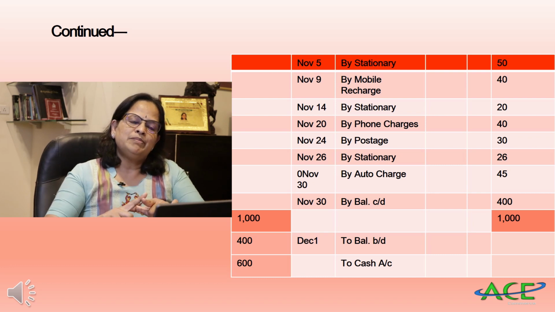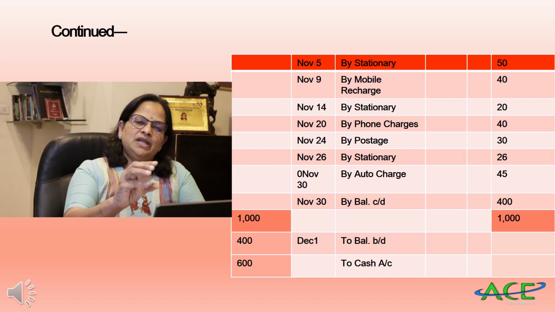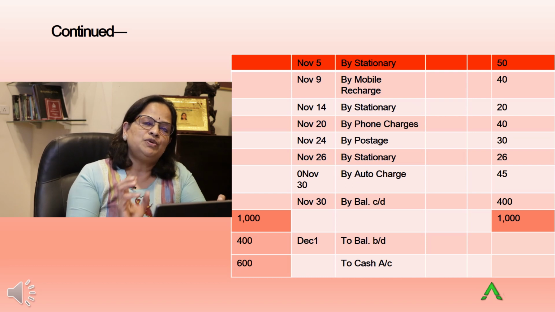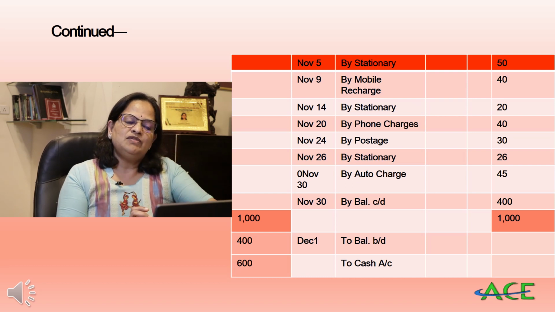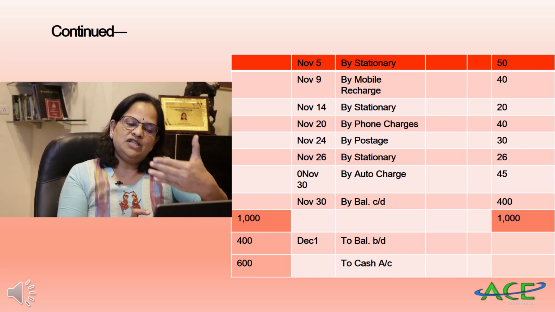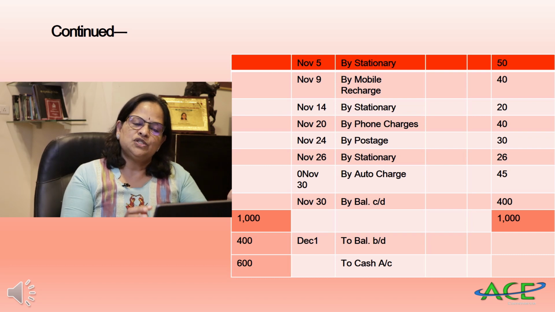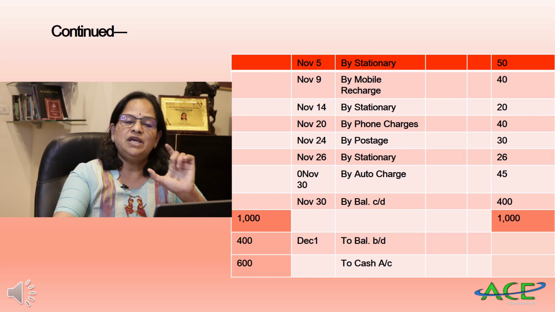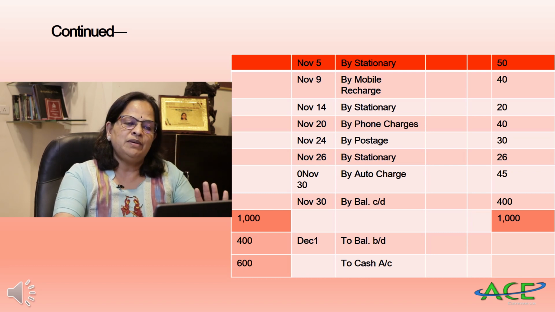So the rule for the imprest system is that at every month beginning the petty cash balance should be 1000. So the chief cashier now will give 600 rupees to the petty cashier. Imagine if the balance was 500 rupees, the chief cashier will give only 500 rupees. So the idea is to make the same balance of 1000 rupees at the beginning of every month. So this is very important.